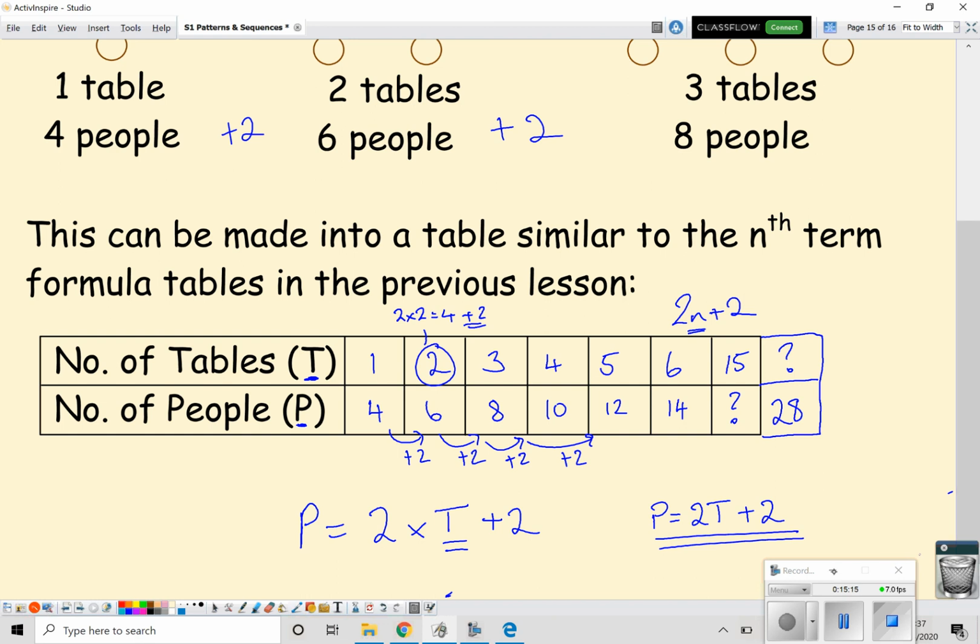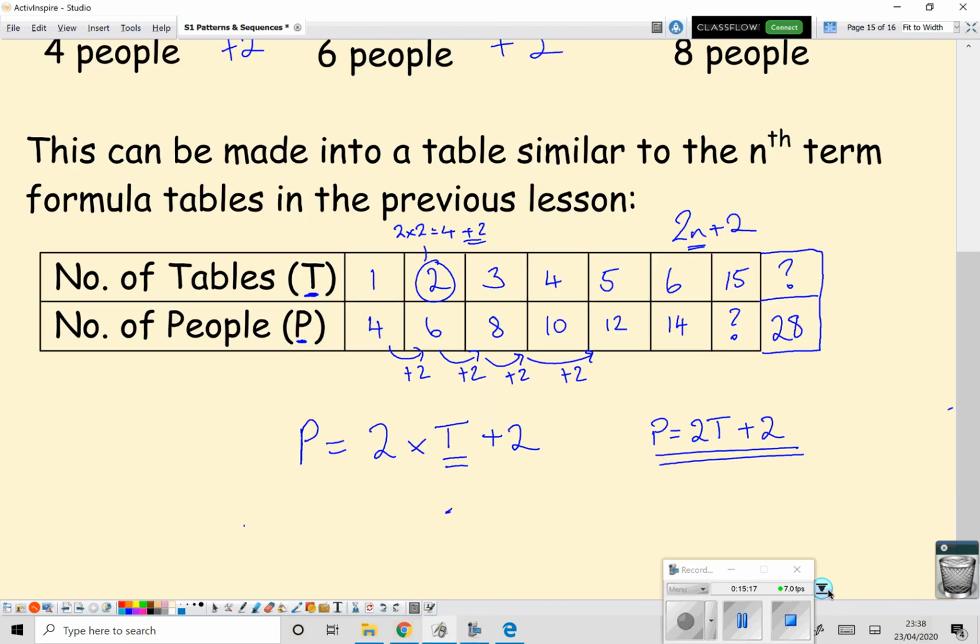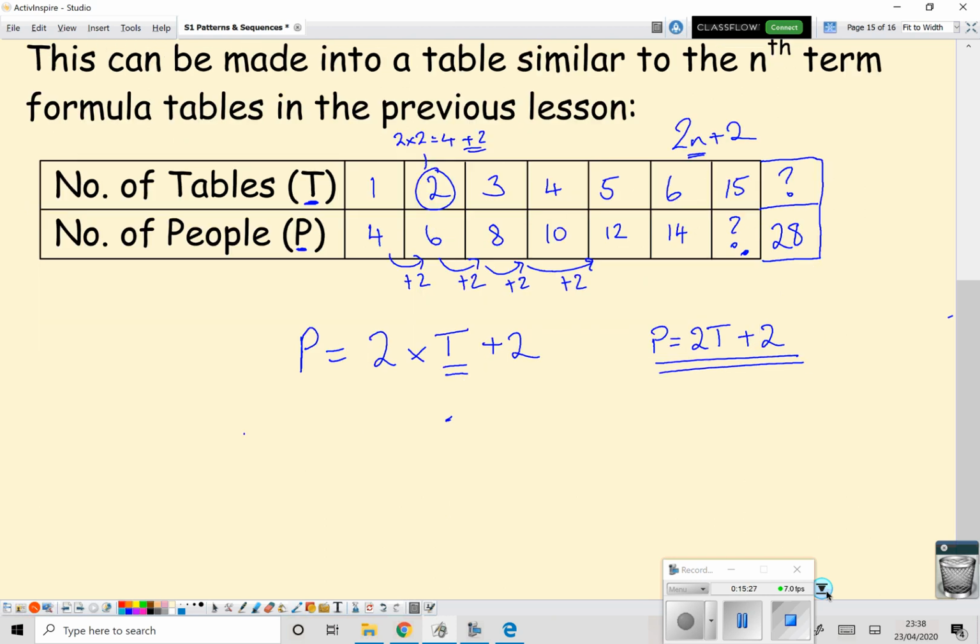Now, how does that help us in the two questions that I posed here? How could I work out the number of people, for instance, if I had 15 tables? Well, if I've got 15 tables, then that says that T is equal to 15. So that must mean that the number of people would be 2 times 15 and add 2. So that's capacity for 32 people. So that would be 32 in there.